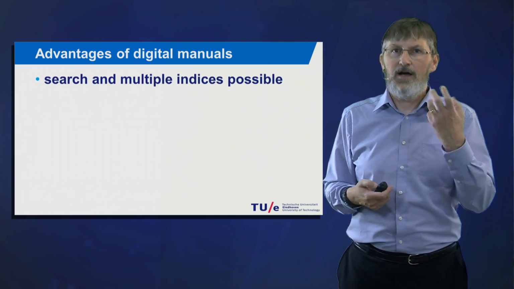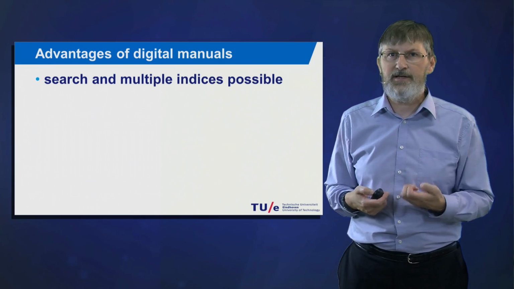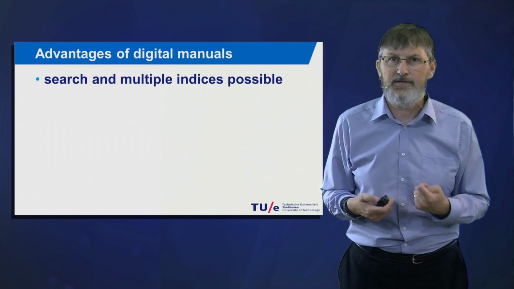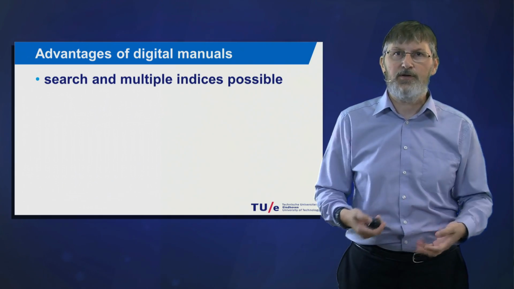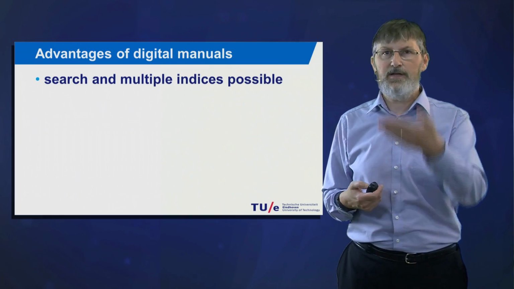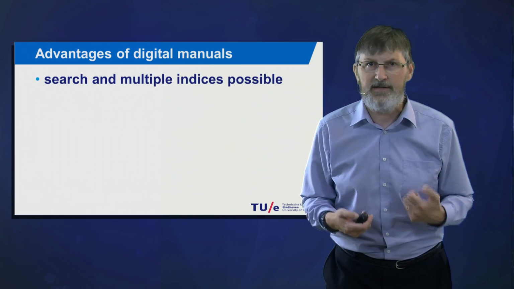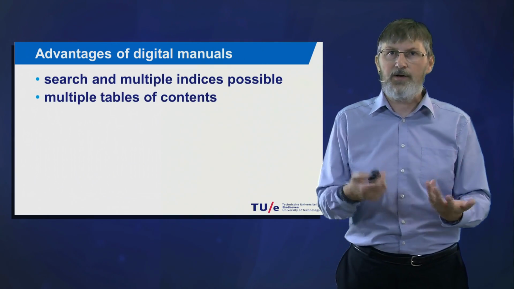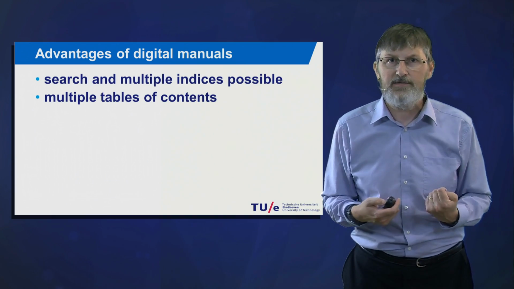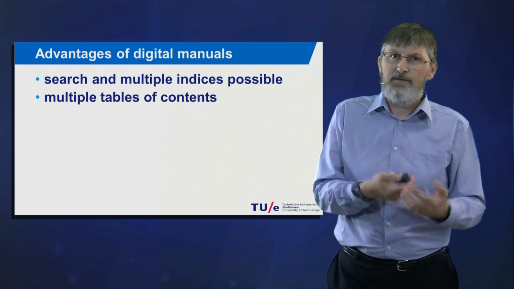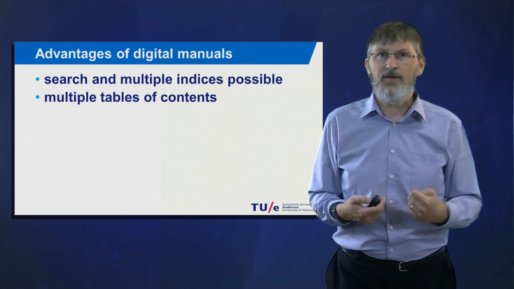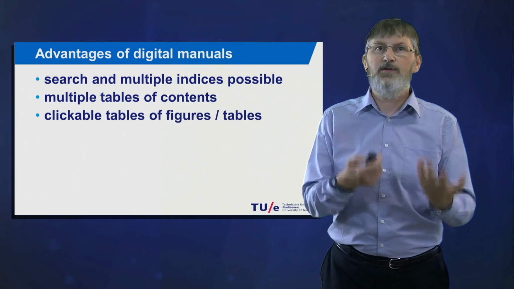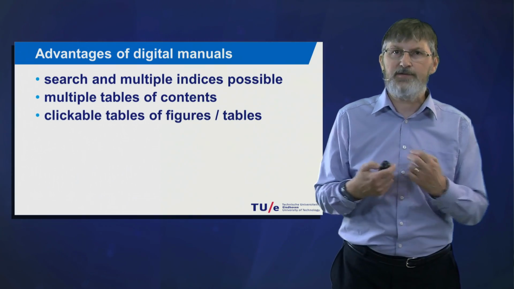Digital manuals allow you to add functionality that's impossible in paper manuals, like search and multiple indices. Typically, a paper document will have a table of contents, maybe an alphabetical index at the end, but we can add many more different types of indices, organizing the material in different ways. You can have multiple tables of contents depending on what type of user you have. There are no restrictions anymore. You can have clickable tables of figures and tables.